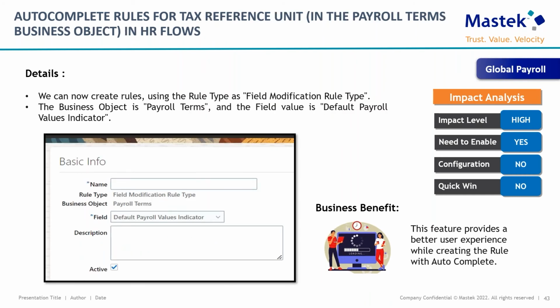Next one is the autocomplete rule for tax reference unit in the payroll term business object in HR flow. So now we can create a rule using the rule type of field modification rule type. Business object is a payroll term and field value is default payroll entity. So again, this is an autocomplete rule we are going to get for HR flows. This feature provides us a better user experience while creating the rules with autocomplete.